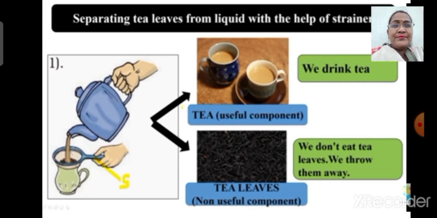They are separating a useful component, because we want to drink tea, from a non-useful component which we usually don't eat, right? We throw them away. So this was the first example of separation where we have separated a useful component from a non-useful component. I think so, children, you understood this. So let's move on to our second example.